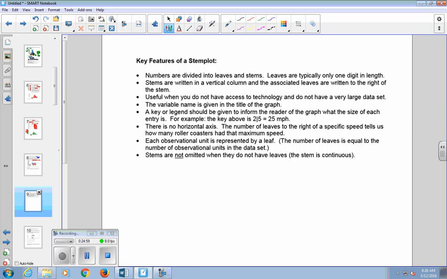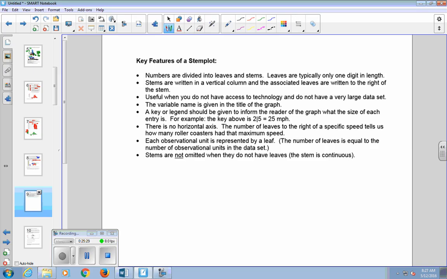A key or legend should be given to inform the reader of the graph what the size of each entry is. For example, the key above was 2, and again, that vertical line indicates what separates the stem from the leaf, 2.5 is 25 miles per hour. There's no horizontal axes. The number of leaves to the right of a specific speed tells us how many roller coasters had that maximum speed. So it's similar to a dot plot in that way. Each observational unit is represented by a leaf. The number of leaves is equal to the number of observational units in the data set.